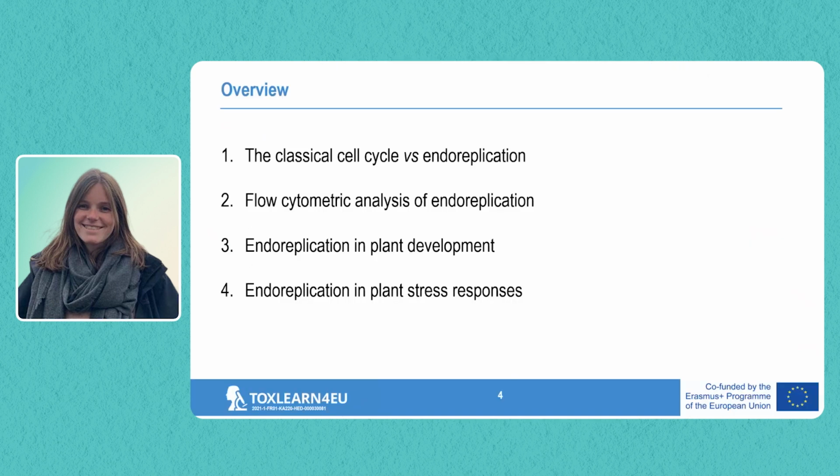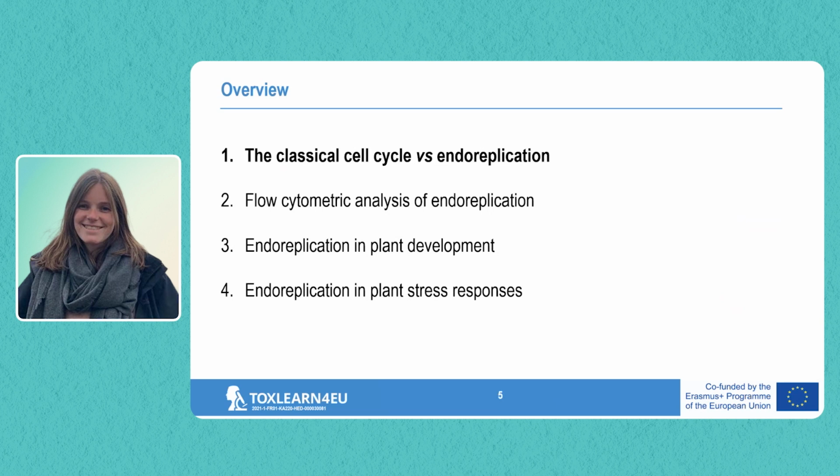So what I would like to talk to you about today, short overview. So first of all, I will explain to you the differences between the classical cell cycle and endoreplication, which is an alternative version of the cell cycle. I will, of course, show you how you can measure endoreplication using flow cytometry. And then I will show you some examples of how this process is involved, first of all, in plant development, but also in responses of plants to different stress conditions.